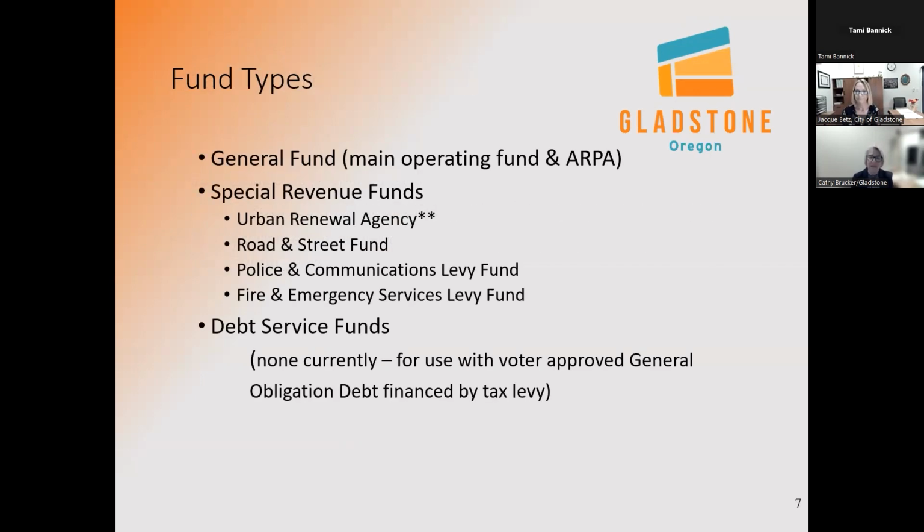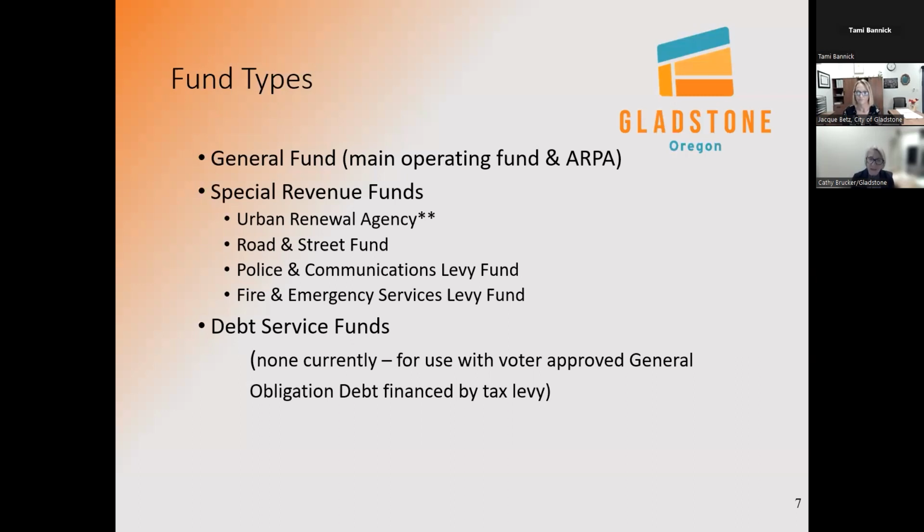The fund types. These are established for specific activities or purposes. These are the city's fund types. We have the general fund, and we have special revenue funds, with URA being considered a special revenue fund, but again, issued separately. The road and street fund. Our other two special revenues are the police and communication levy fund and the fire and emergency services levy fund.